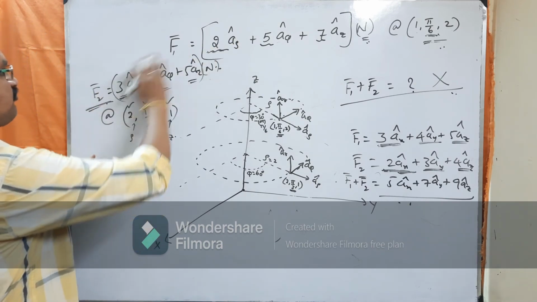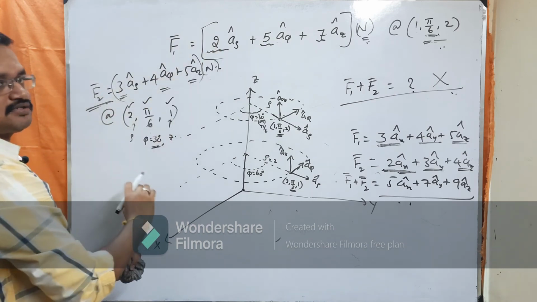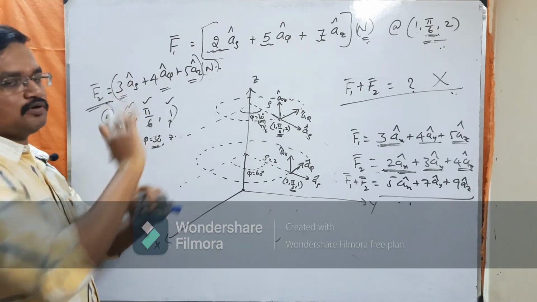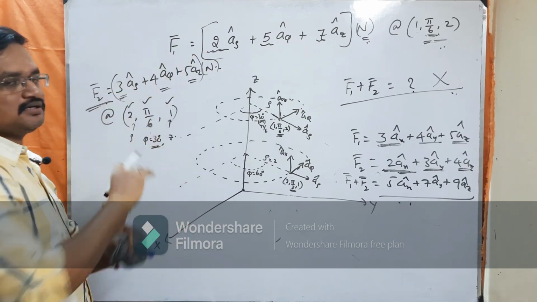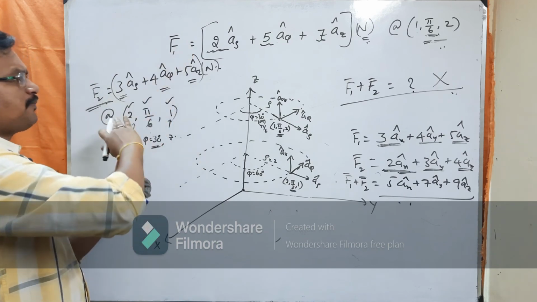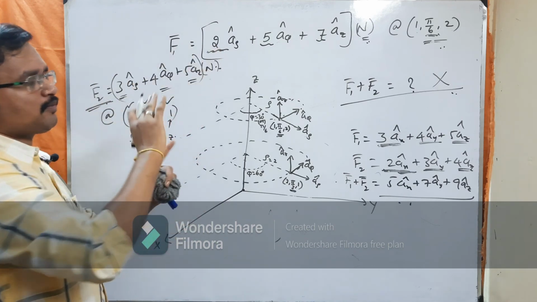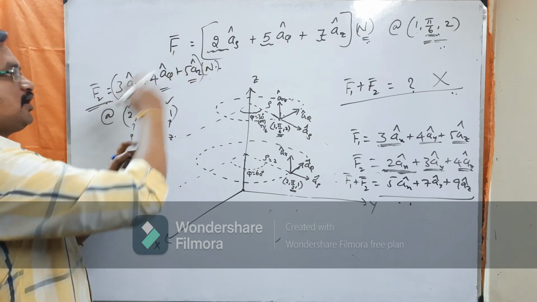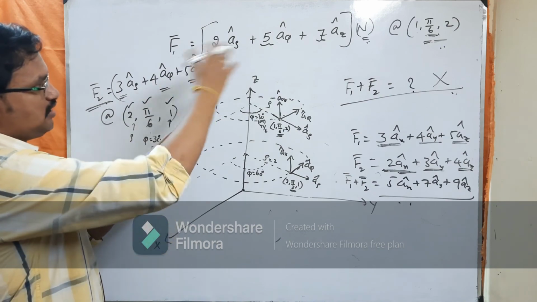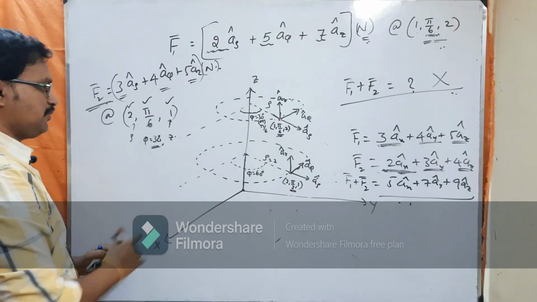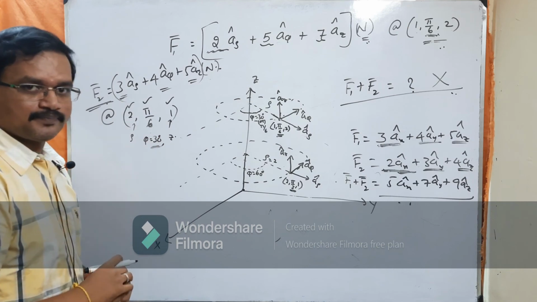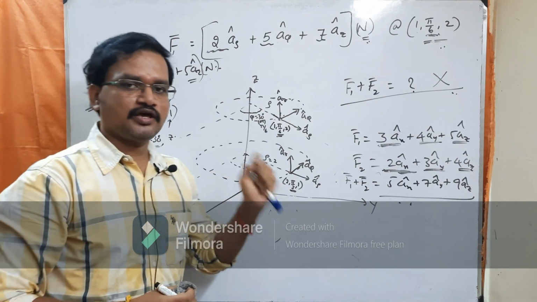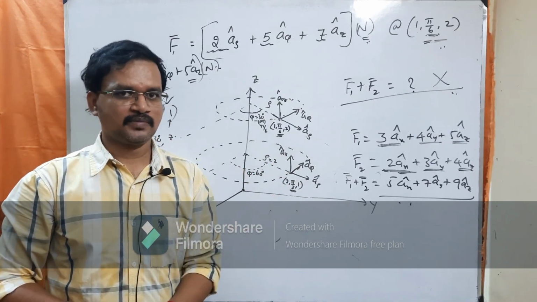So in this case, if they ask f1 bar plus f2 bar, then you can add the rho components because both a rho caps are parallel, both a phi caps are parallel, and both a z caps are parallel. So all are pointing in the same direction, and hence you can add rho components, phi components and z components directly in this case because phi value is going to be the same. Understood? If phi value changes, then only the direction of a rho cap and a phi cap is going to change. Understood?